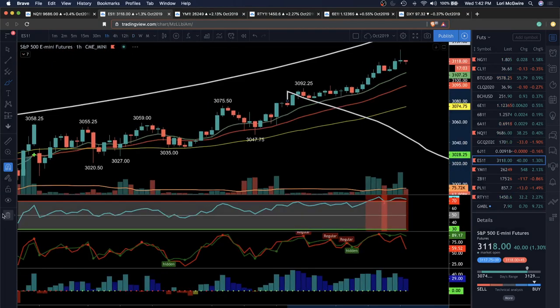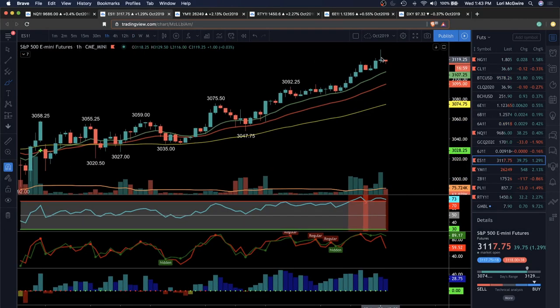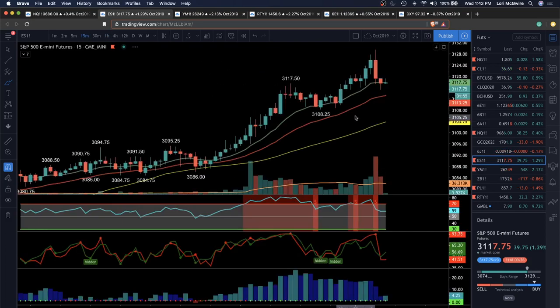So on the hourly, we have that key resistance to remember at 3137, then 3129.50 of course is our first resistance, and then we have support at 3108.75, 3108.25, and then 3100 psychological.